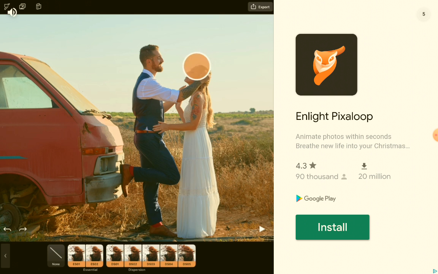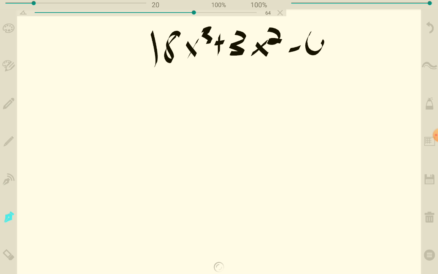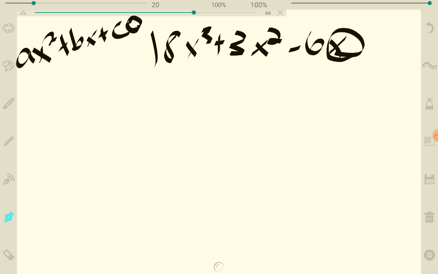Next problem, we can do 18x cubed plus 3x squared minus 6x. To do this, we need to do what we did last problem and one more step. So this right here, we cannot use because of this formula right here. And right here, the c doesn't have an x, so we have to get rid of the x. And while we're getting rid of the x too, we can also get rid of one more number that's common with all of these, and that's 3.